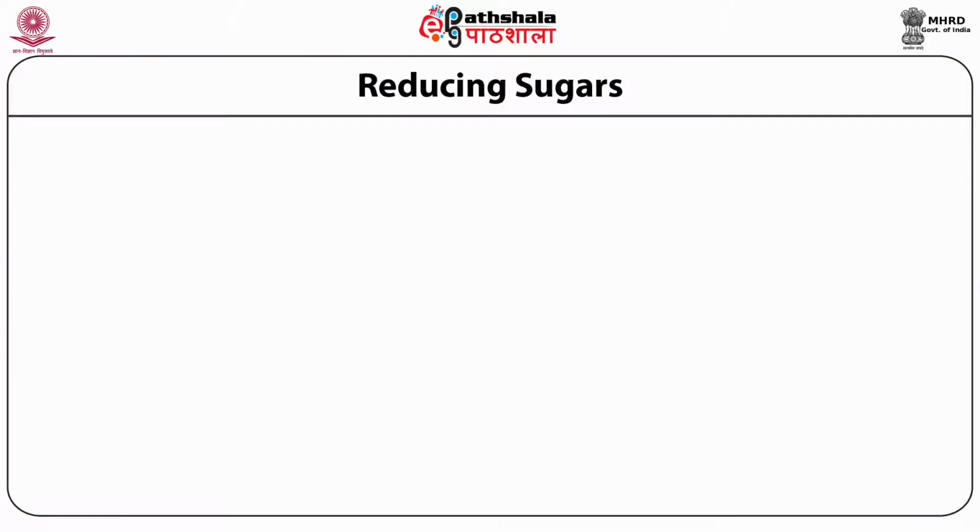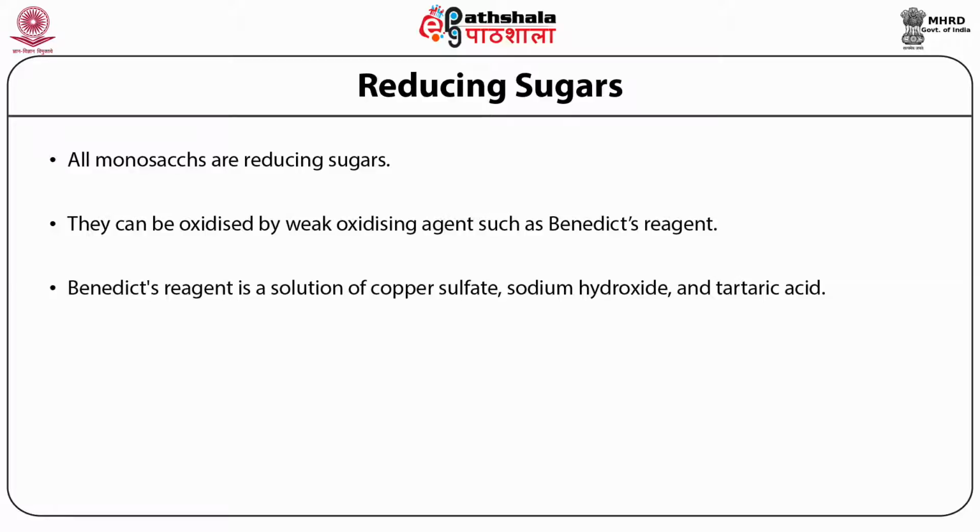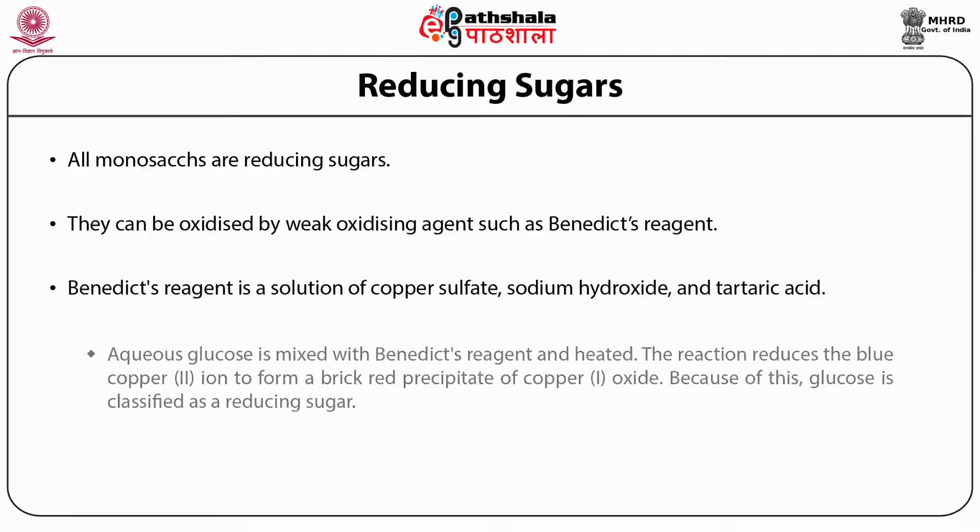On the contrary, when a cyclic hemiacetal or hemiketal form of a monosaccharide reacts with alcohol, the new linkage is called a glycosidic linkage and the compound is called a glycoside. Reducing sugars: all monosaccharides are reducing sugars. They can be oxidized by weak oxidizing agents such as Benedict's reagent. Benedict's reagent is a solution of copper sulfate, sodium hydroxide and tartaric acid. Aqueous glucose is mixed with Benedict's reagent and heated. The reaction reduces the blue copper 2 ion to form a brick red precipitate of copper 1 oxide. Because of this, glucose is classified as a reducing sugar.